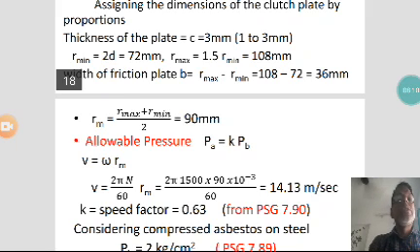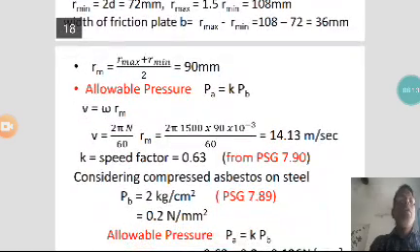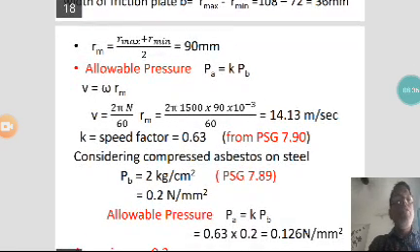Now once you get this, again we require the allowable pressure PA, which is equal to K into PB. What is K? K is the speed factor, which is 0.63. Now how do we get this 0.63? For getting the speed factor, in PSG on page number 7.90 there is a graph. From that graph, if you know the linear velocity, you can find this K. So how to calculate this linear velocity? V is equal to 2 pi n by 60, that means it is omega into Rm.